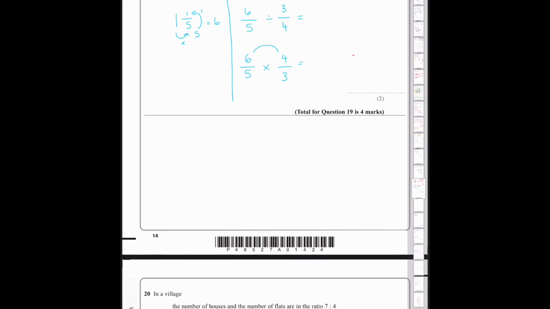And then we're just going to do 6 times 4, which is 24, and 5 times 3, which is 15. Now, 24 over 15 can be divided by 3. Okay, so 24 divided by 3 is 8, and 15 divided by 3 is 5. But now we still have a top-heavy fraction of 8 over 5, and I want to put it back into a normal mixed number because that's what it's asking us for.